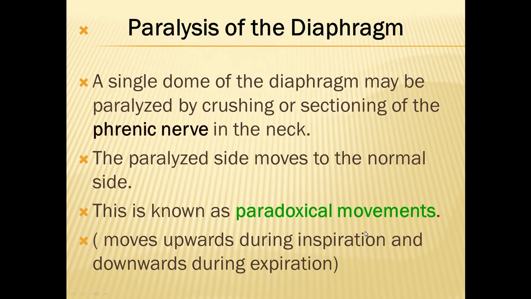Then there can be paralysis of diaphragm. How can this paralysis be there? It can be due to crushing or sectioning of which nerve in the neck? The phrenic nerve, which is supplying the diaphragm. Then what will happen? The paralyzed side moves towards the normal side, and that is known as the paradoxical movements. Paradoxical movements means when the effects are opposite, like the diaphragm moves upwards during inspiration instead of moving downwards, and during expiration it moves downwards. The opposite things happen. Inspiration moves upwards and expiration moves downwards.